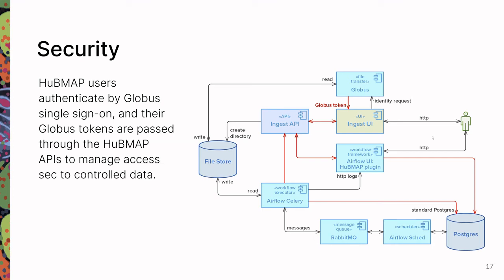So the user authenticates by Globus. They work through the ingest user interface or the Airflow user interface through HTTP, just over a web browser. They get the Globus token through this. And then the Globus token follows them through all the APIs that ensures they have very fine-grained access based on their credentials, whether they are, say, a member of the consortium or an end user or someone else. We can very accurately ensure they can get to the data they need to and not the rest.